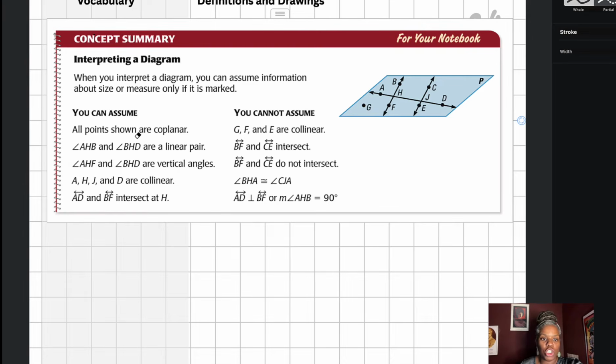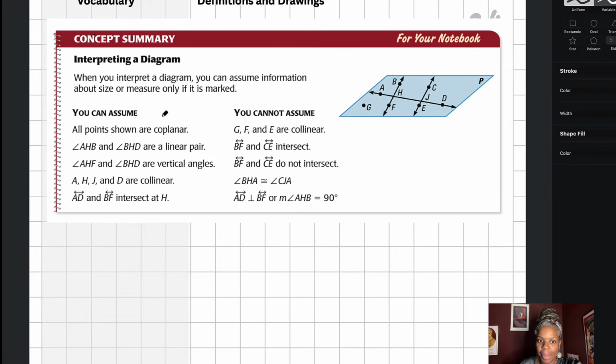All points shown are coplanar. Remember what the word coplanar means? It means on the plane, and that makes sense because every point here, P is not a point, it's the name of the plane. Every point here is coplanar.